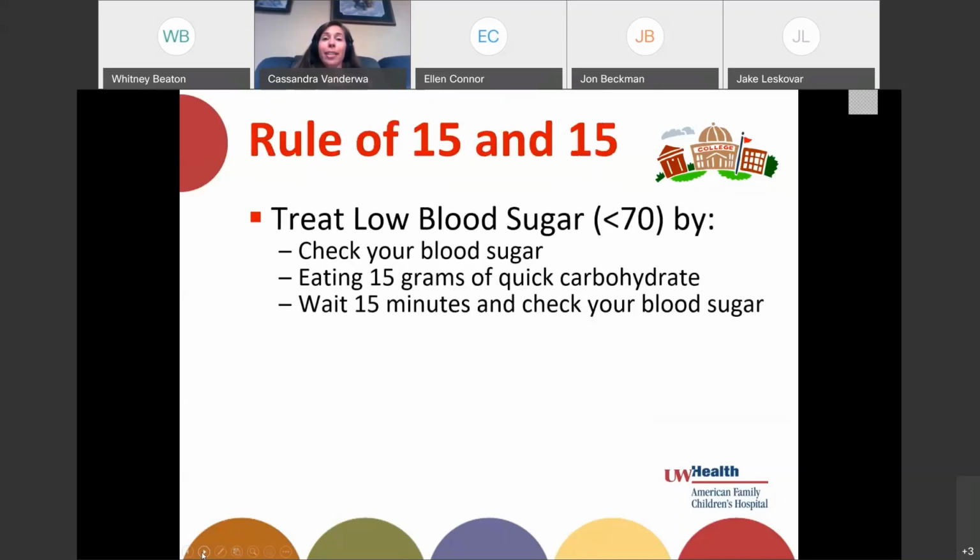Well, you've probably heard it time after time that it's the rule of 15 and 15. Check your blood sugar, consume 15 grams of quick carbohydrates like that juice we talked about, and then wait those 15 minutes to check your blood sugar again. If it is low, then repeat the cycle until your blood sugar has been restored to normal. Most people also find that once your blood sugar achieves a safe level, it helps to consume something with protein, and that again can help to stabilize your blood sugar and provide satisfaction after you've achieved a safe blood sugar.